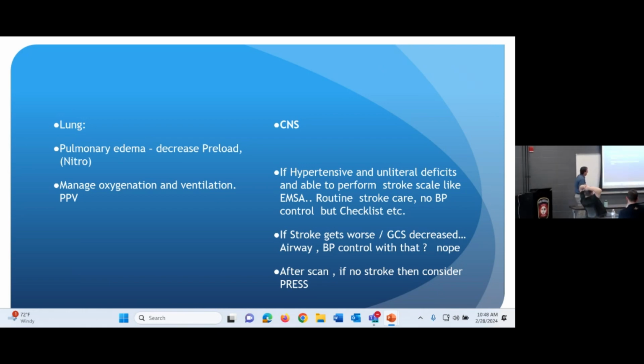For the lungs, in the end organs, it's pulmonary edema. We decrease the preload with nitro, we do positive pressure ventilation, that fixes the blood pressure, no need for labetalol.